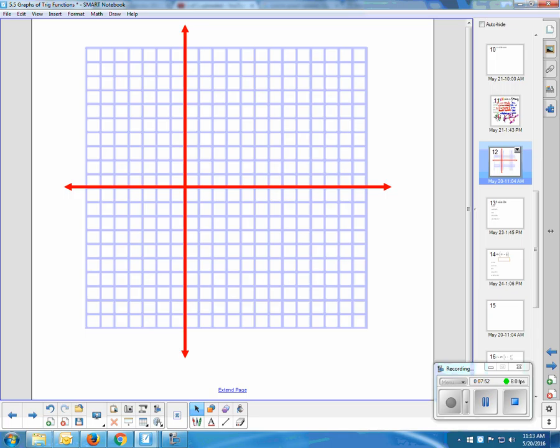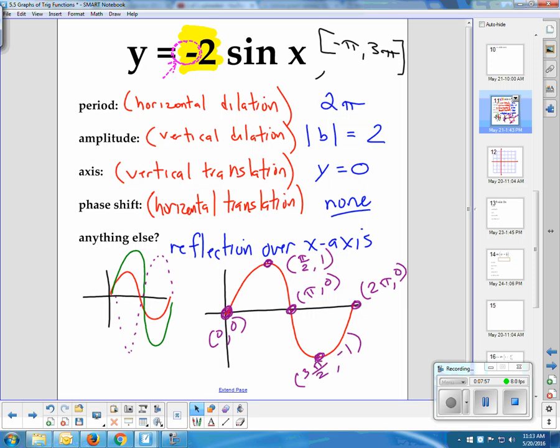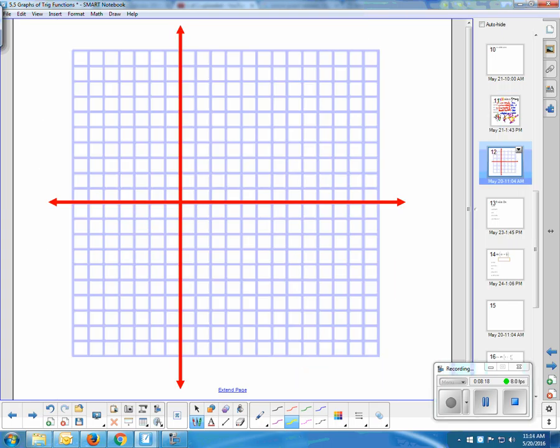I'm going to set up a scale where I can use my quadrantals. If I go back to my parent function, I see that if I think about a starting point and an ending point, this 0 is halfway in between. This max is a quarter of the way through the period, and this minimum is 3/4 of the way, if I think of splitting this into quarters. So I might set up my axes in such a way that having quarters is going to be fairly easy to do.